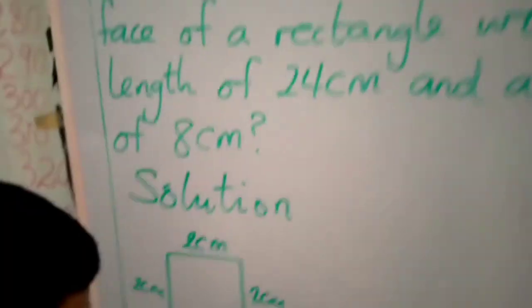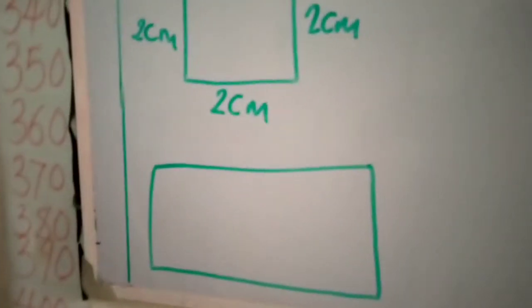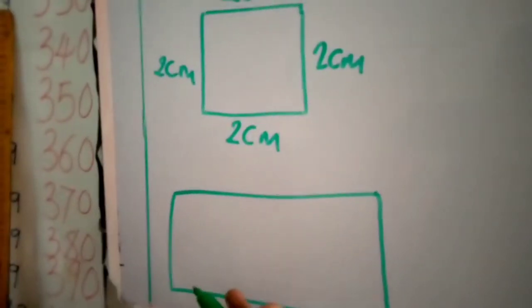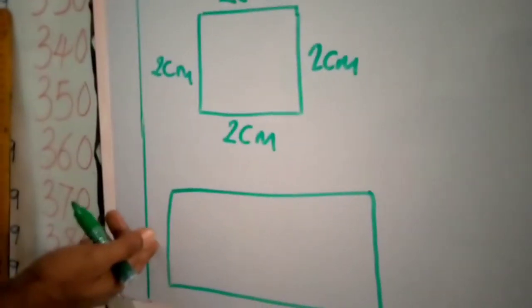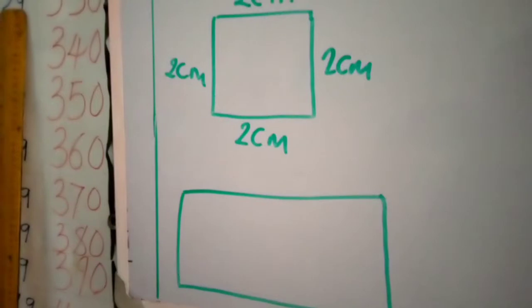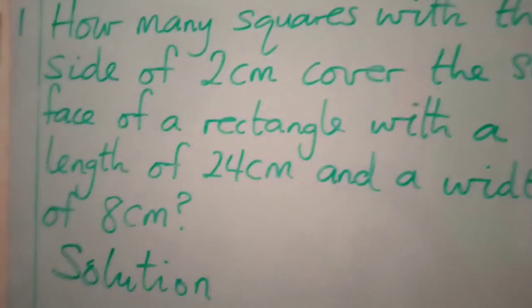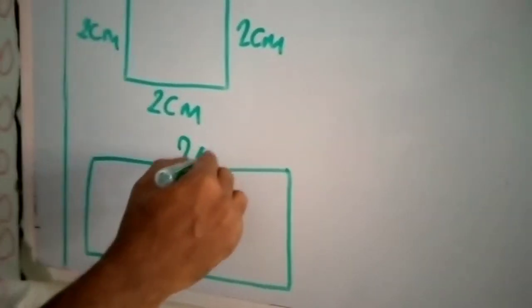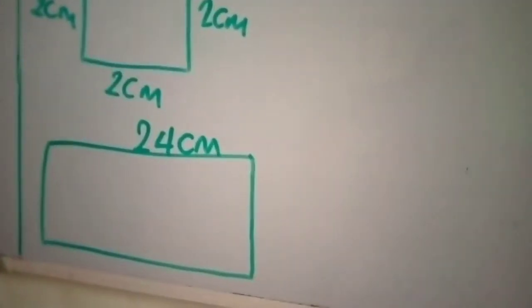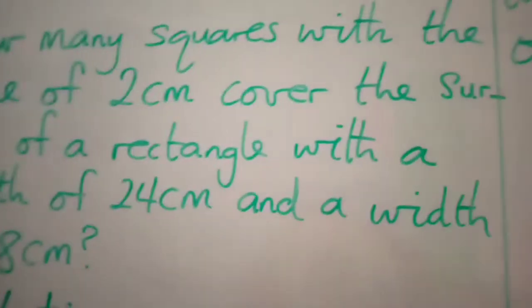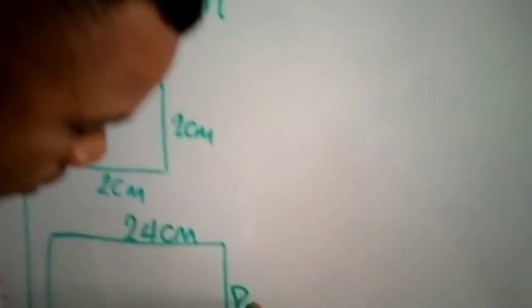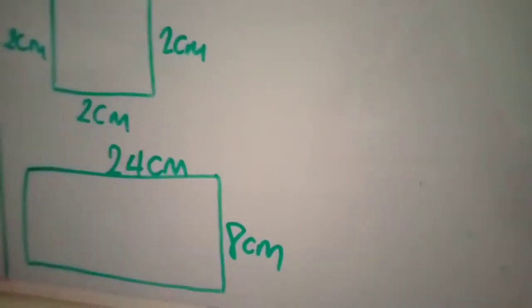Now this is a rectangle. It has 2 equal sides. These are equal. These are equal. Now let's go back to the question. A rectangle with a length of 24 centimeters. I told you the longer part is your length, and a width of 8 centimeters. This is what we have.